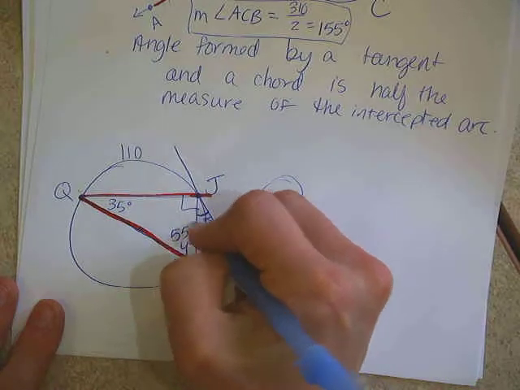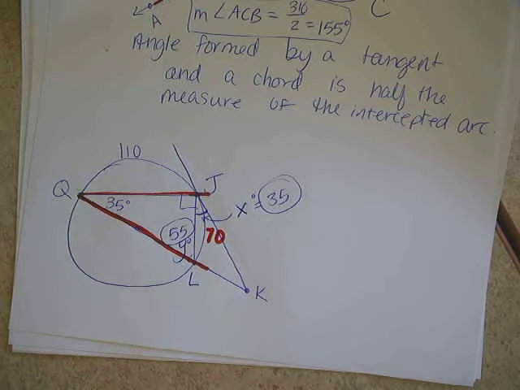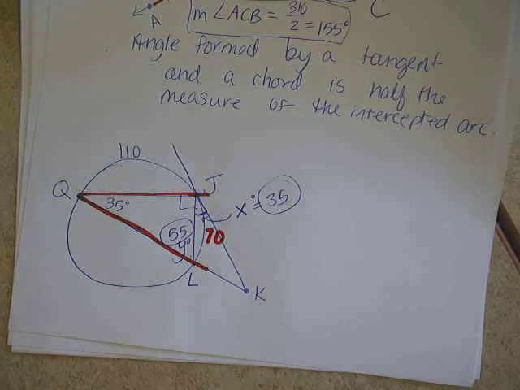So you've got two options. I can subtract 35 from 90 and get y, or take half of the supplement to 70, which is 110. Either way, what do you get for y? 55. Should be 55 degrees. So you've got two ways that you can do that. You can either use the angle inscribed in a semicircle or half of the arc, because we can find that also.